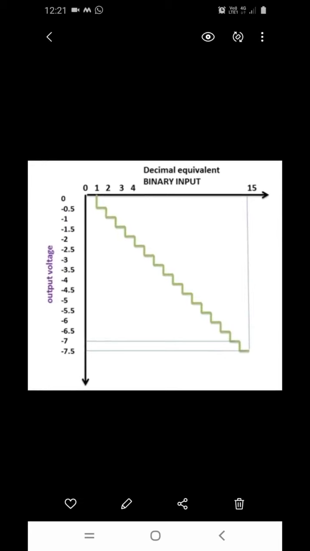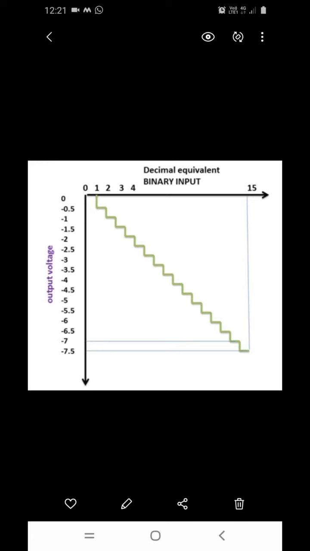So when the input is 0, the output is also 0. When B0 is closed, then minus 0.5 volt of output voltage is present. Similarly, when both B0 and B1 are closed, you can see you'll get minus 1 volt. So when all three are closed, this is how the steps occur.